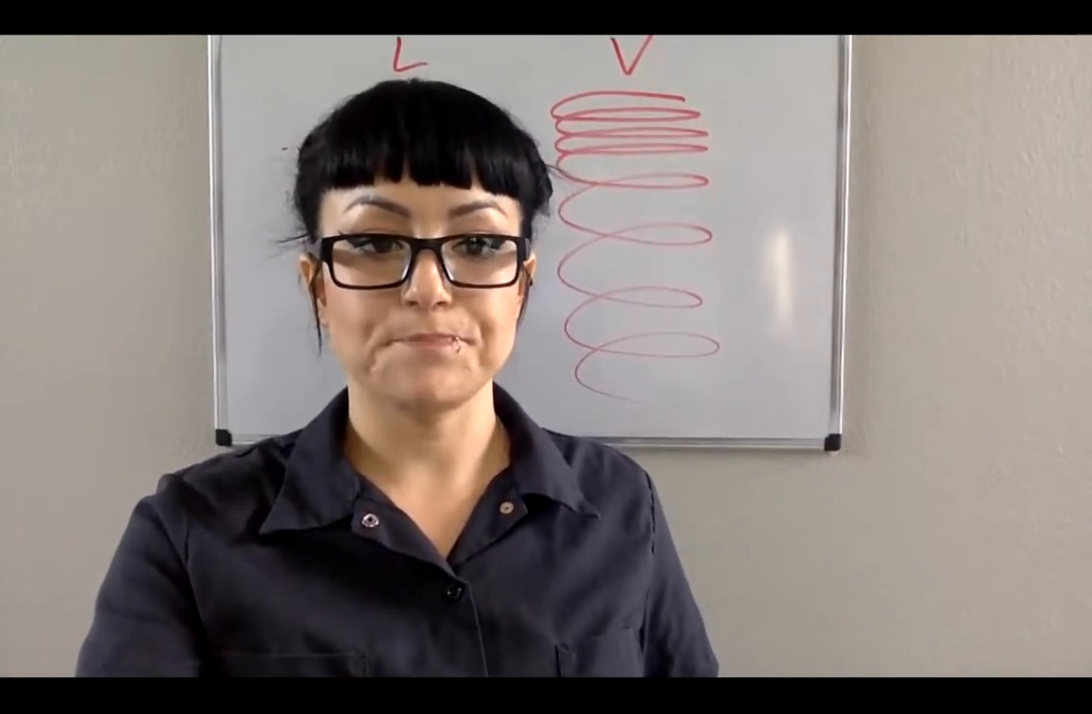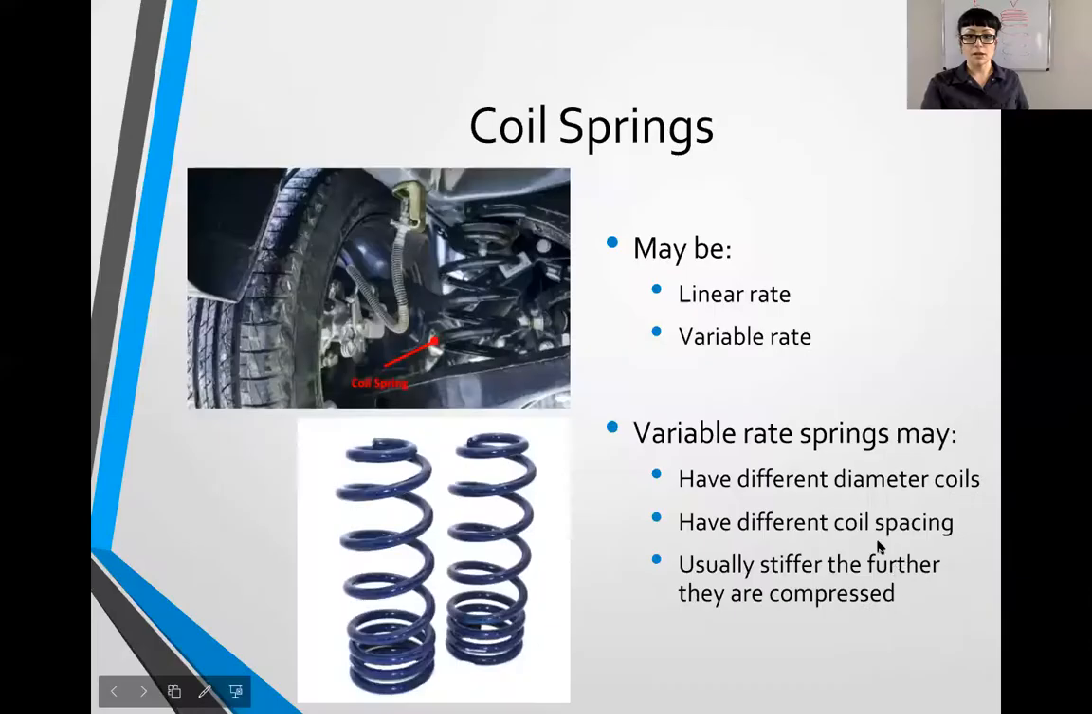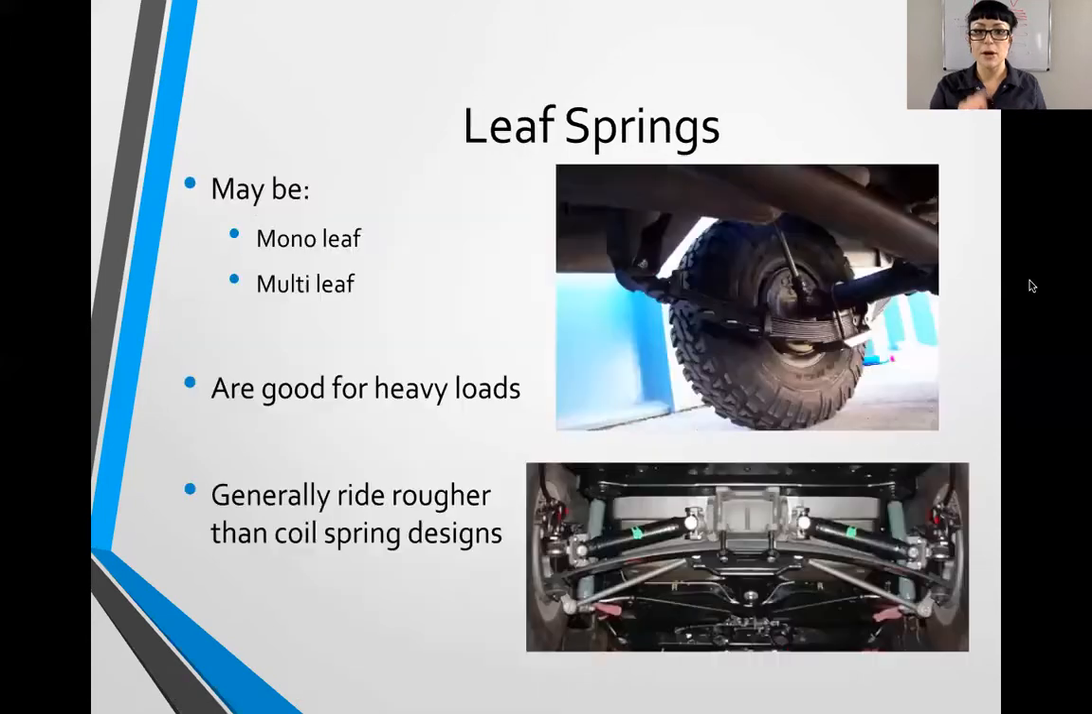So let's go back here so I can get into this. As I was mentioning, they can make it variable rate in many different ways. You can have different diameter coils, meaning, if you're following my mouse here, the diameter of the entire coil. I can have different coil spacing. I can even have different thickness of material, but not necessarily for variable rate. But let's just say the entire spring can be thicker or thinner to change the rate. And then, as I had already mentioned, they usually get stiffer the further they are compressed to help with handling.